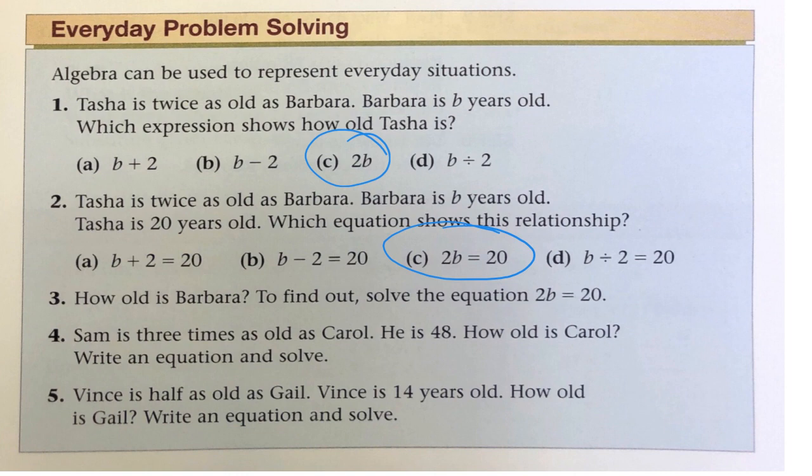So how old is Barbara? To find out, solve the equation 2b equals 20. And so we will divide both sides by the 2 that's with the b, and then b will equal 10 because 2 times 10 is 20. So Barbara is 10 years old.